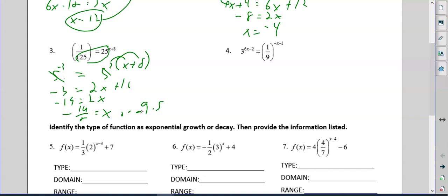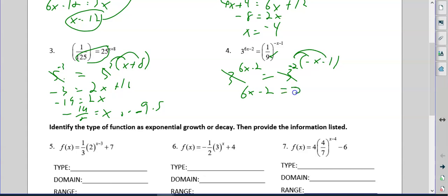Number 4. Again, I'm just going to worry about 3 and 9. 3 to the 1, 3 to the 2. Then the 6x minus 2, and the negative x minus 1. And the only thing I got to remember is it's negative 2 to move it down here to the denominator. That's it. Same base, 6x minus 2, multiply by negative 2, which is positive 2x, positive 2. I'm going to subtract 2x. I'm going to add 2. And again, if you need to show the steps of minus 2x, add, whether you make those mistakes or not. All right? It is x equals 1. And that's it.